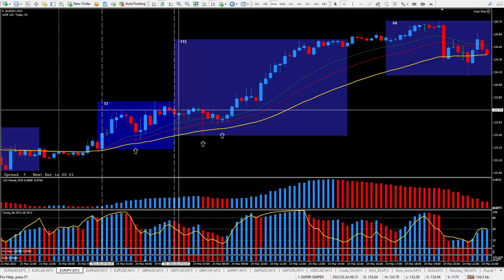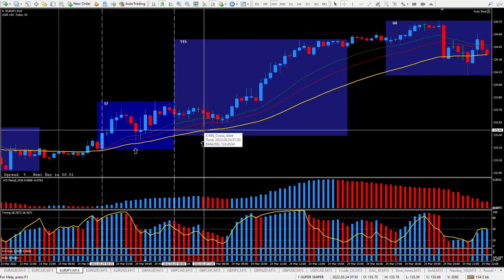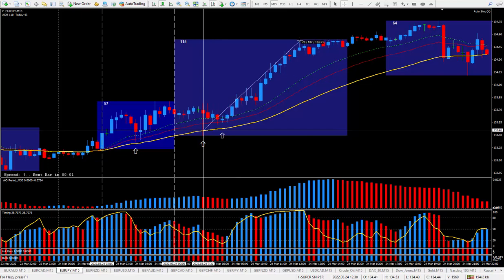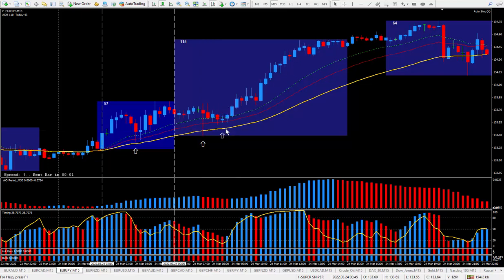And New York, after the pullback, get in with a 10 pip stop here or here. And that move there is 100 pips. So remember, always wait for the pullback. That's the magic word. And the golden rule is take the trade as close to the goal line as possible.